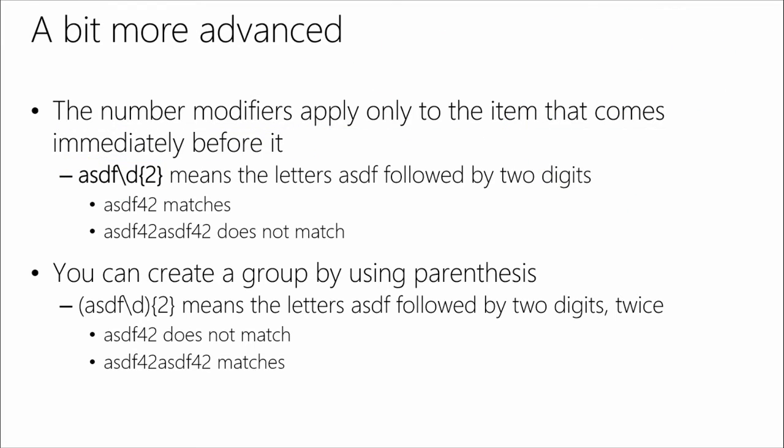So in other words, ASDF 42 matches because it's 2 digits. But if I said ASDF 42, ASDF 42, that does not match because the 2 does not apply to the entire thing. It doesn't apply to the entire thing, but rather it only applies to what immediately precedes it. So it's that \D that immediately precedes it, so it's only talking about digits. If you did in fact want a group, then you could go ahead and put that inside of parentheses.